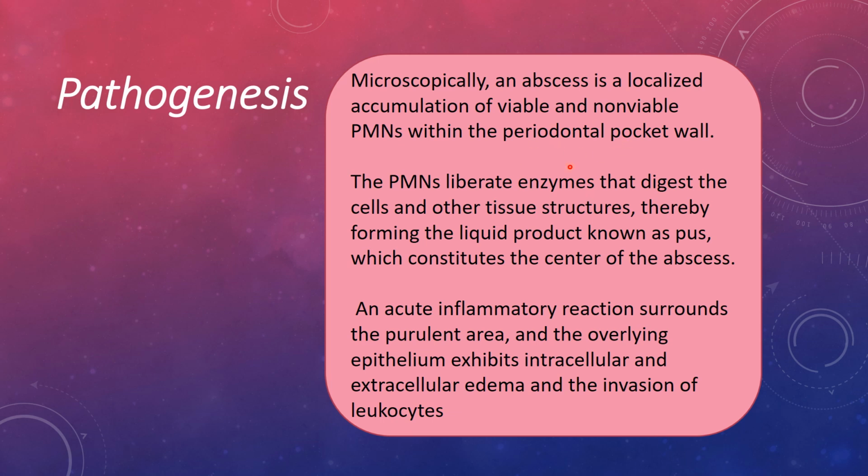Coming to the pathogenesis, microscopically, an abscess is a localized accumulation of viable and non-viable PMNs within the periodontal pocket wall. So when there is an inflammatory component, there will be a greater amount of PMNs. They will liberate enzymes that have the ability to digest the cells and other tissue structures, thereby forming the liquid product known as pus, which constitutes the center of the abscess. An acute inflammatory reaction surrounds the purulent area, and the overlying epithelium exhibits intracellular and extracellular edema and the invasion of leukocytes.